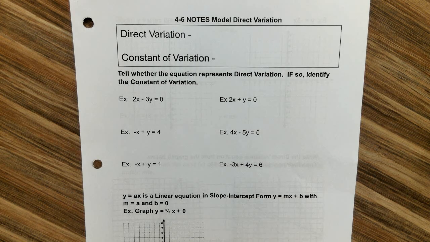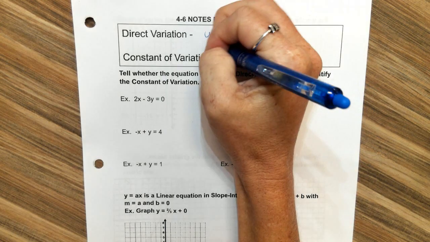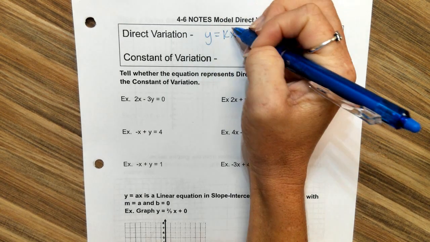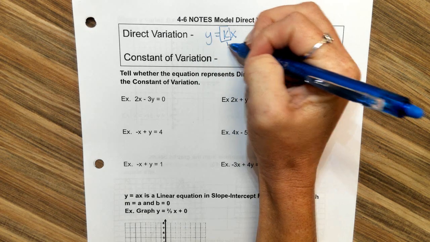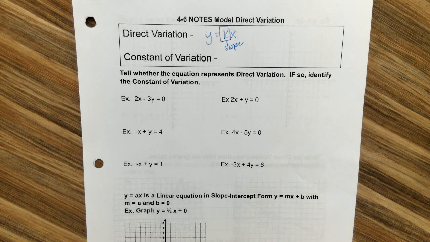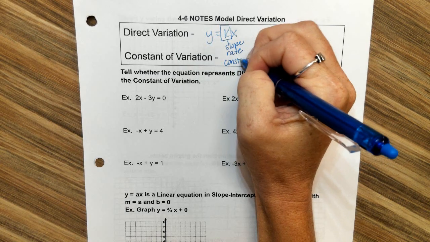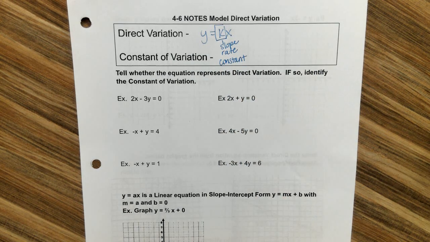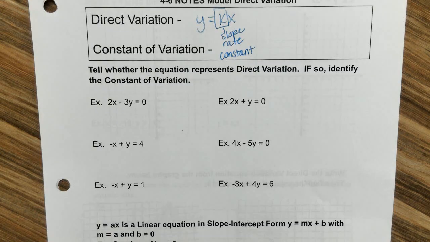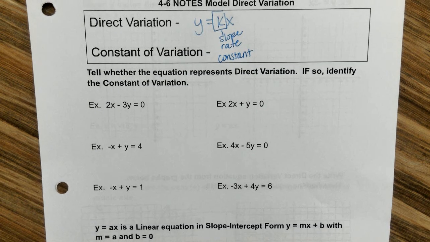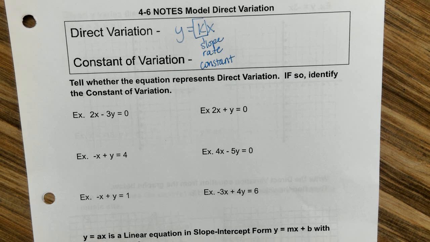Now, for some reason, when we say it's proportional, instead of y equals mx plus b, they change it to y equals kx. Don't ask me why. This k is still the slope or rate of change or constant of variation. So it's the slope, it's the rate, and it's the constant of variation. Direct variation means that there is no plus b. The b is 0. That's all it means.